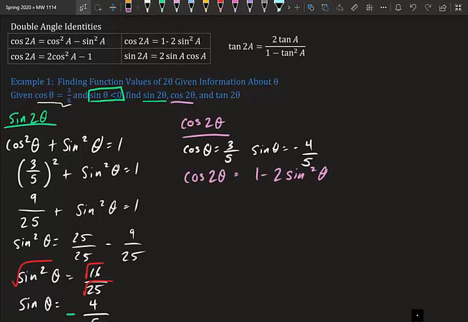Let's plug in what we have. We have 1 minus 2 times sine squared theta. And we know our sine, it's negative 4 over 5.